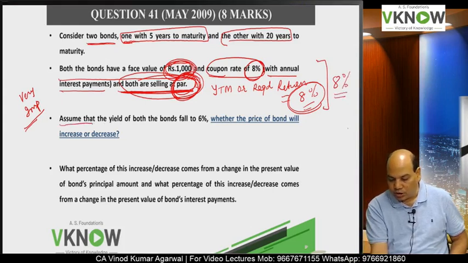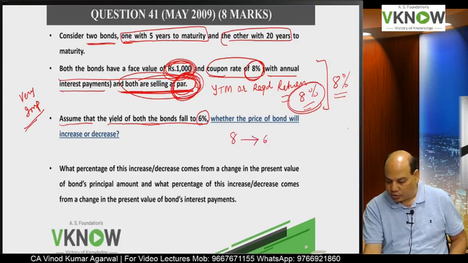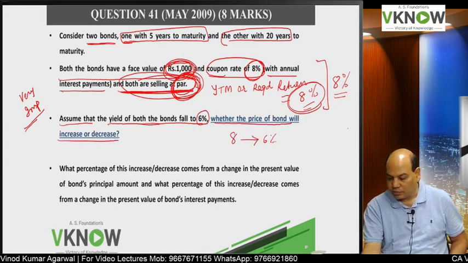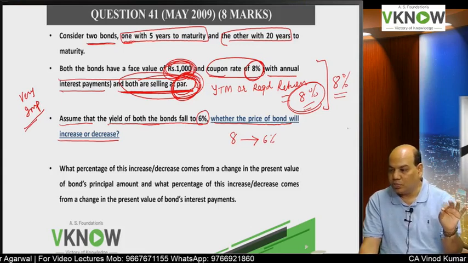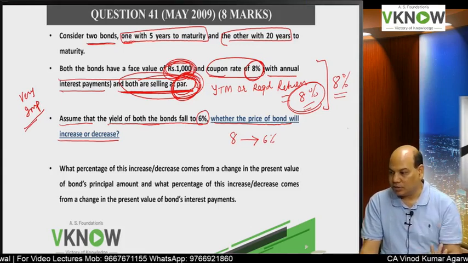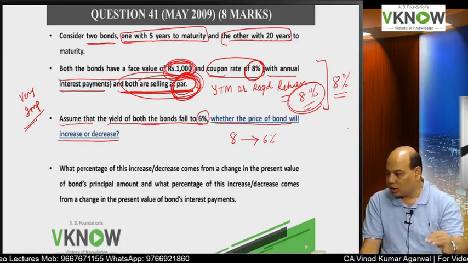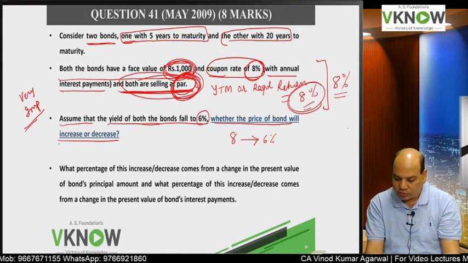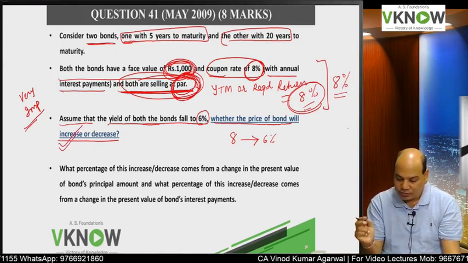Now assume that the yield of both the bonds fall to 6%. So from 8 to 6. Whether the price of the bond will increase or decrease. First question, remember. There is an inverse relationship between the yield and the bond price. Lower the yield, lower the discount rate, higher will be the price of the bond. True or false? So the answer is, if the discount rate reduces, the bond price will increase.